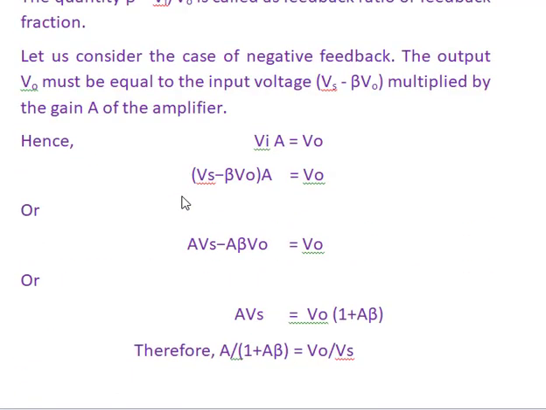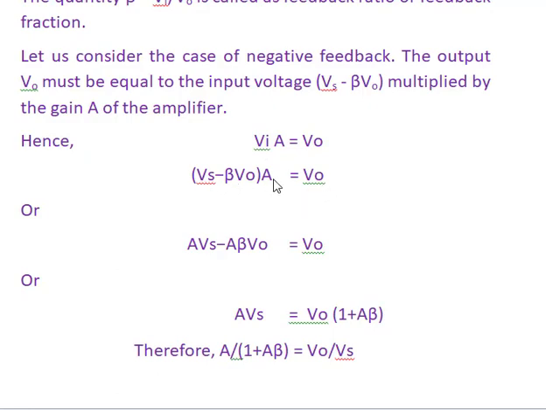We consider the negative feedback in this case. The output VO must be equal to the input voltage, Vs minus beta VO, multiplied by the gain of the amplifier. That is Vi, since gain is equal to V output by Vi. So we cross multiply this: Vi into A is equal to V output. You know the value of Vi. Now substitute the value of Vi here, and you will get this equation.